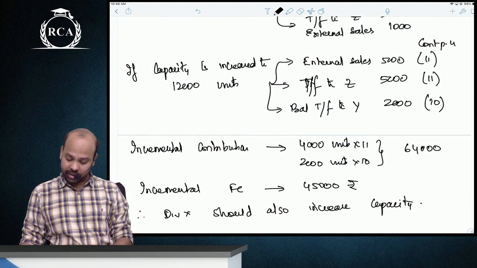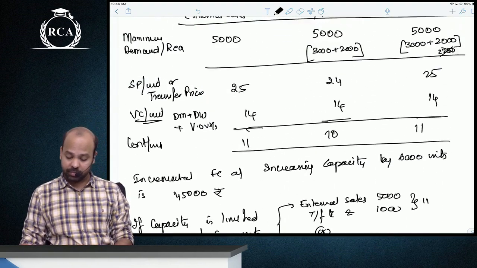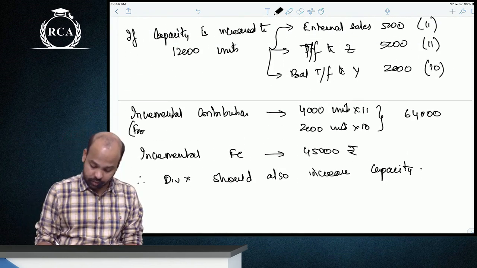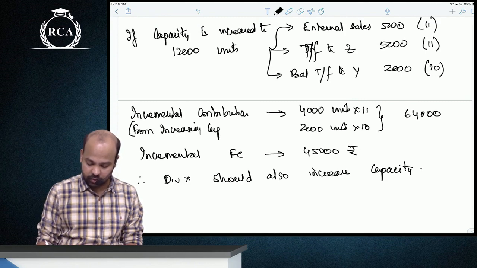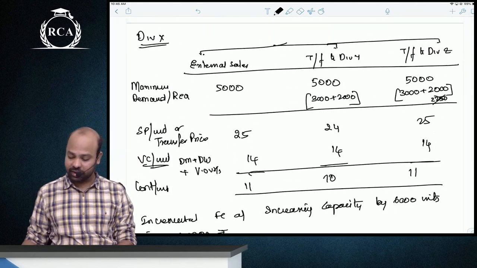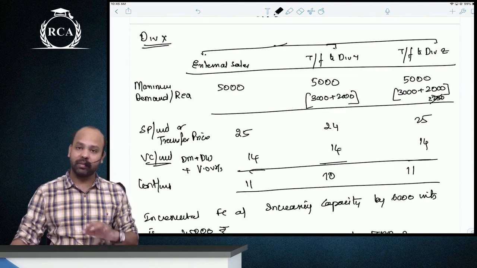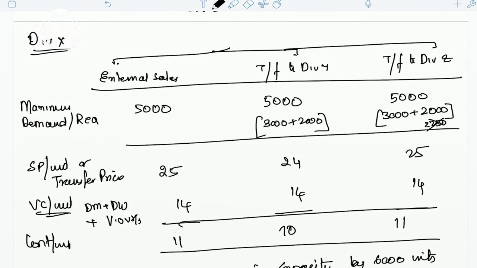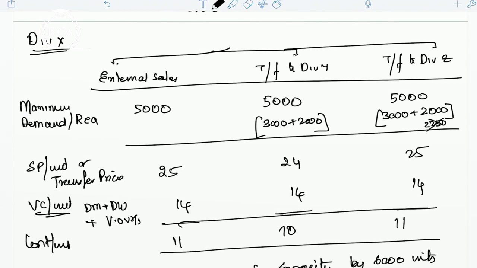Did everyone understand this? Division X should also increase capacity, guys. The incremental contribution from increasing capacity, so you are getting this. I hope you're all clear about this. Please write this for division X, and then we'll finally prepare a profitability statement and wind up the question. All of you do this properly now.